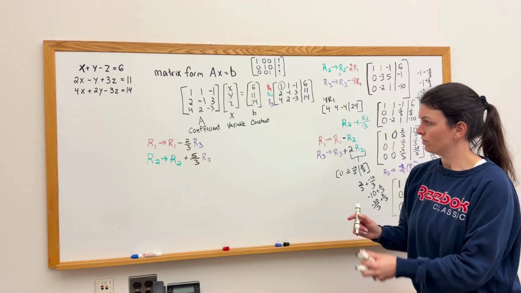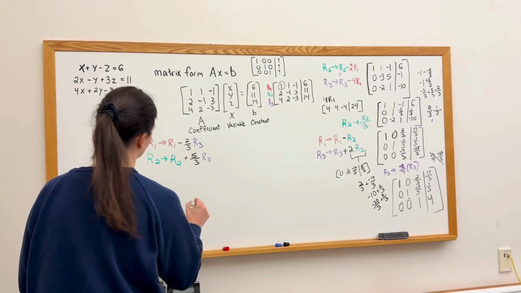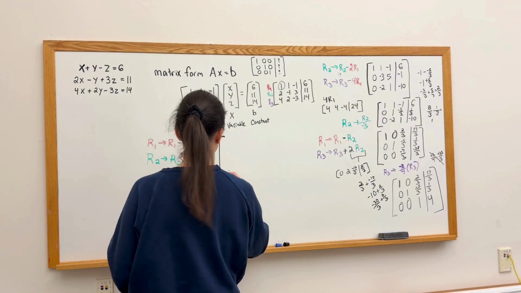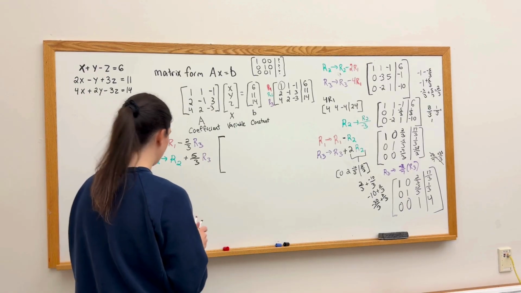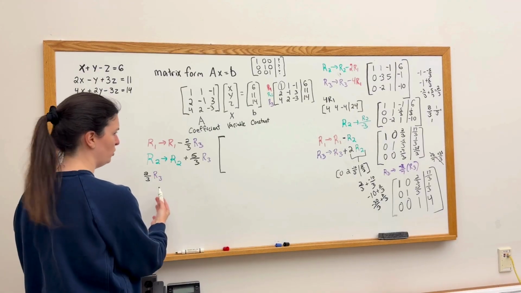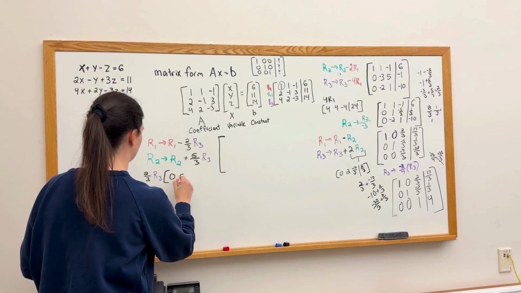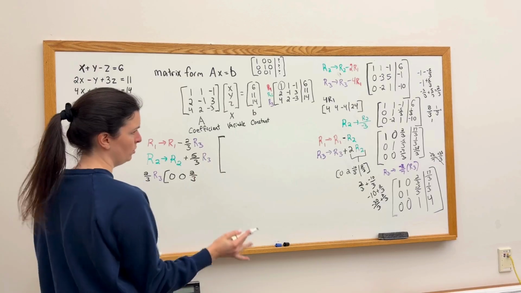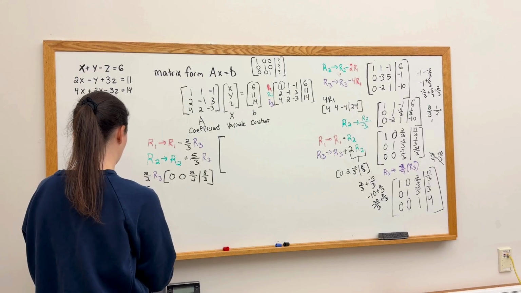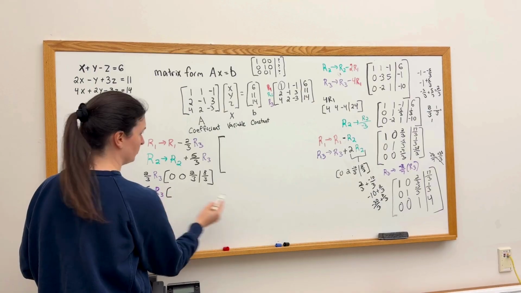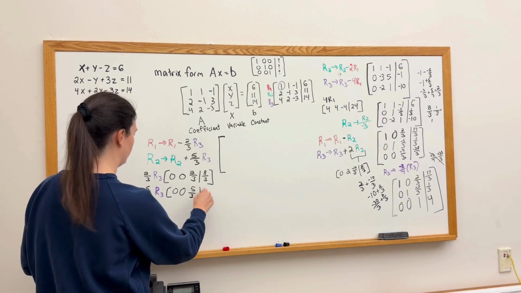So 2/3. I'm going to write these out real quick just to help us so we don't have to do all the mental math. 2/3 R3 is equal to 0, 0, 2/3. 2/3 times 4 is just 8/3. 5/3 R3, pretty similar: 5/3, and then 4, 20/3.